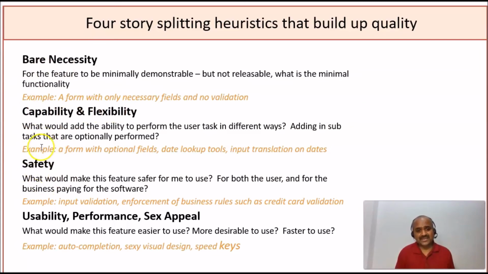Now we are proceeding towards safety. Safety means what would make this feature safer to use, for both the user and for the business paying for the software. That means input validation, enforcement of business rules such as credit card validation, and then usability, performance, and sex appeal. What would make this feature easier to use, more desirable to use, faster to use? Examples are auto completion, a very good visual system, speed keys, all those things.